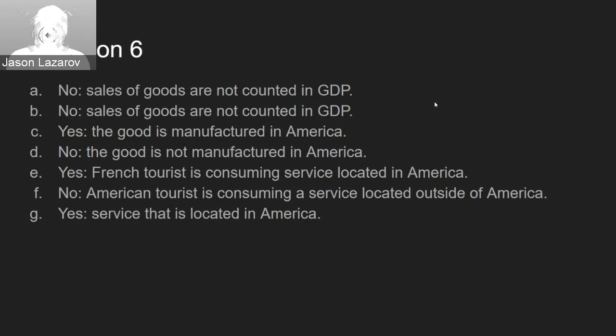However, for part F, an American tourist staying at a hotel in Paris does not count towards the US GDP, since they are consuming a service located outside of America. And finally, for part G, a ticket for a Lakers game does count towards US GDP since the service is located in America.